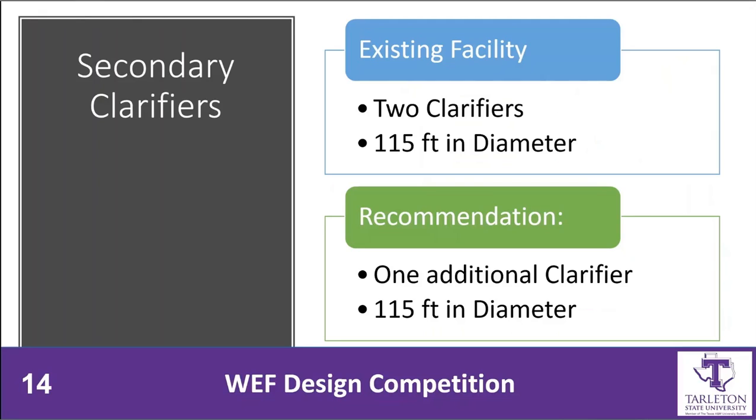Currently, the plant has 2 secondary clarifiers, both 115 foot in diameter. For the purpose of land availability and uniformity, our designs for the oxidation ditches in each alternative are based on the addition of a single clarifier, also 115 foot in diameter.